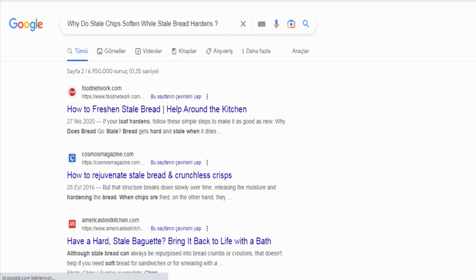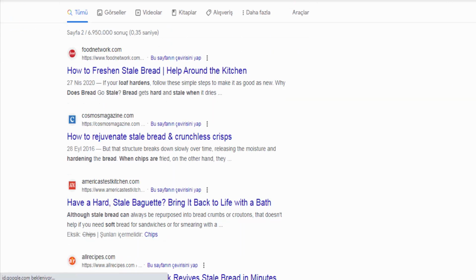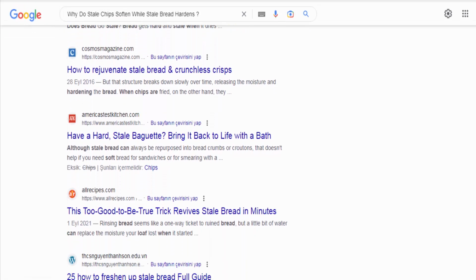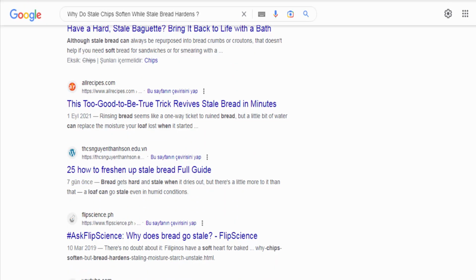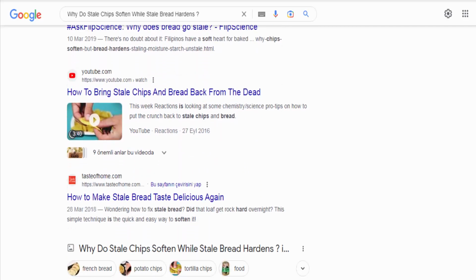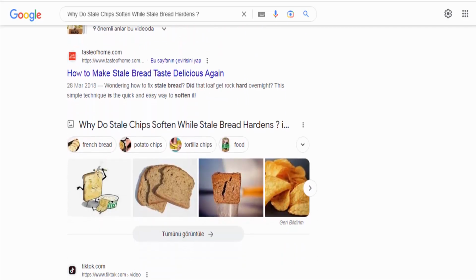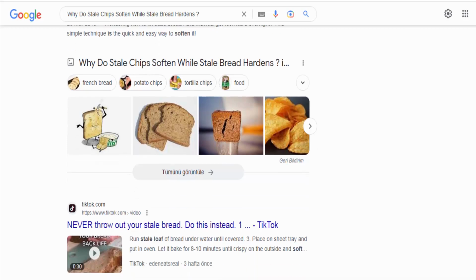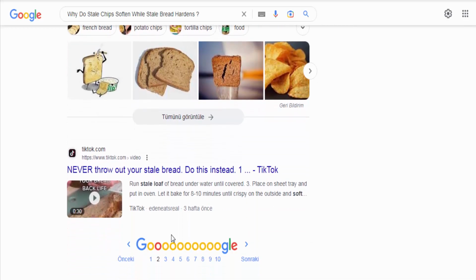The thin and crisp structure of chips makes them more prone to absorbing moisture from the environment, which can soften their texture. It's important to note that the specific ingredients, manufacturing processes, and storage conditions can influence the degree and speed at which bread and chips become stale.